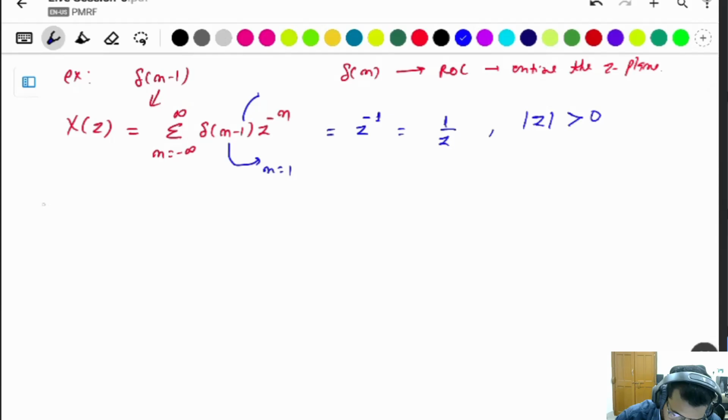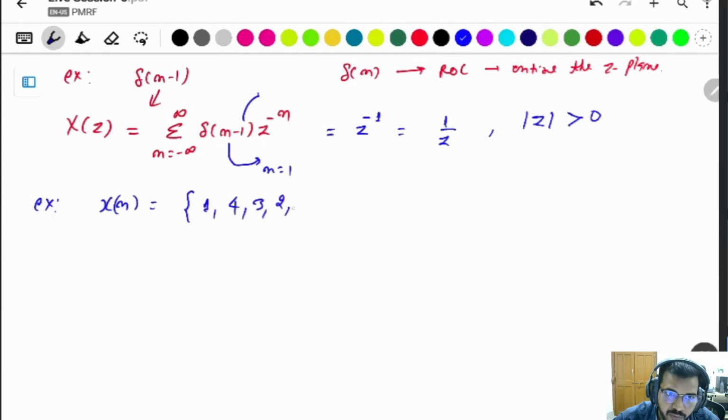Then what happens if a signal x n is equal to 1, 4, 3, 2, 5? What is the x taken as? This will be 0. What is the ROC of this function? How can you find the ROC of this function?